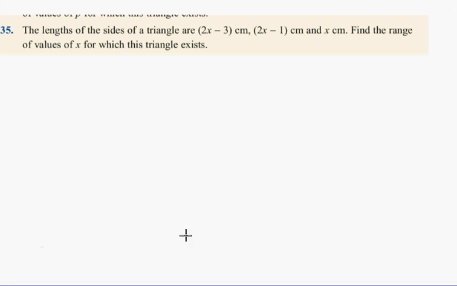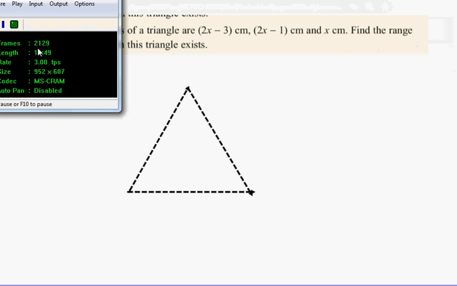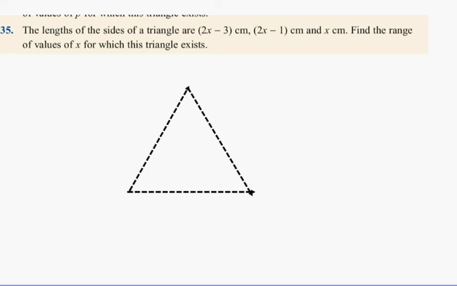Triangle. Now, is the following a triangle? Actually, wait a minute. I wonder if he's going to go for the triangle inequality as well. Yeah, we'll give this a go. Let me see. Find the range of values for which the triangle exists. Can somebody do me a favor? So, an example would be this, okay? You have x on one side, 2x minus 3 on the other side, 2x minus 1 on this side, right?